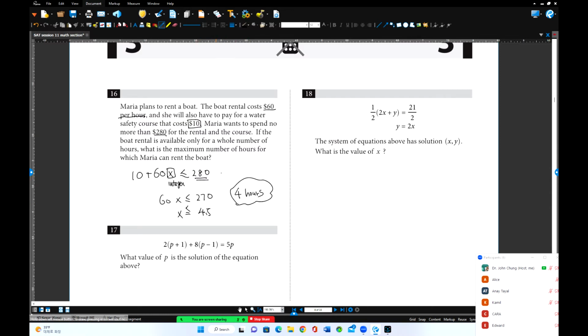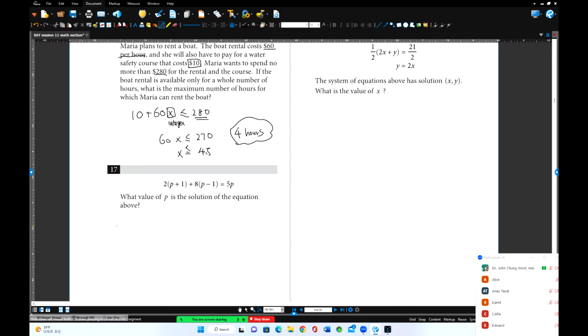Okay, number 17. The solution is very easy. This is pre-algebra. Solve this one. 2p plus 2 is what? 8p minus 8 equals 5p. There, 10p minus 5p is what? 5p over here. 2 minus 8 is how much? Negative 6. Okay? Negative 6, the other side is positive 6. Divided by 5, 1.2 or 6 over 5 is the answer.